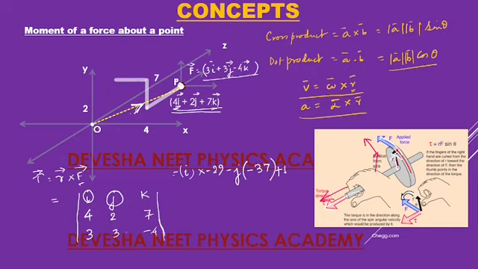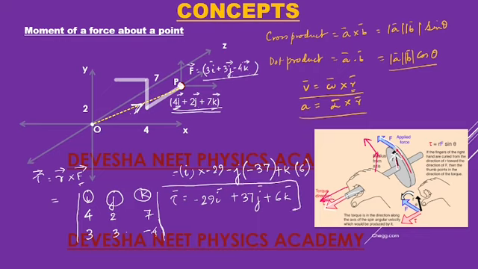And for k, we multiply this by this. 4 into 3 is 12, minus 3 into 2 is 6, so 12 minus 6 is 6. So this comes to minus 29i plus 37j plus 6k. This will be the magnitude of the torque. So this is the way torque is computed.